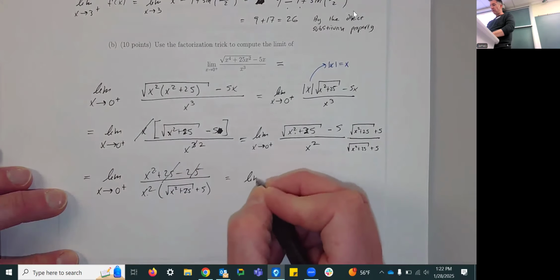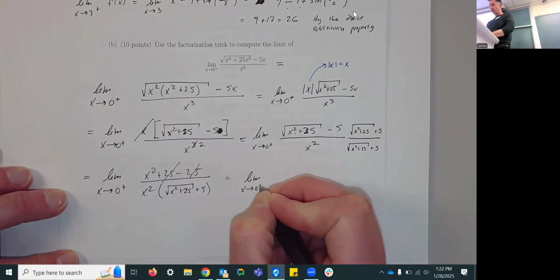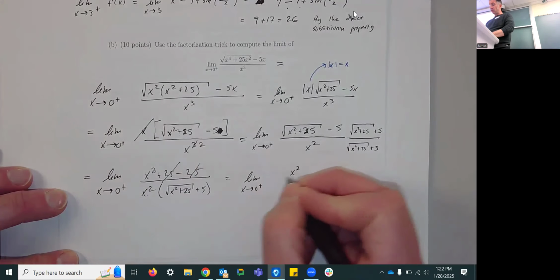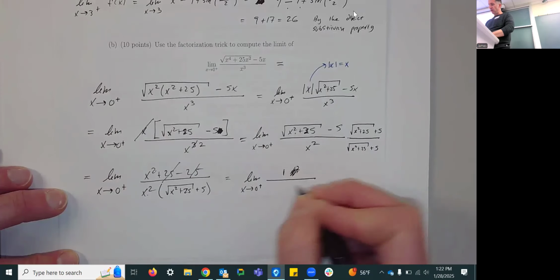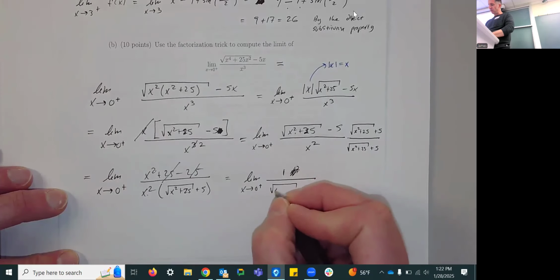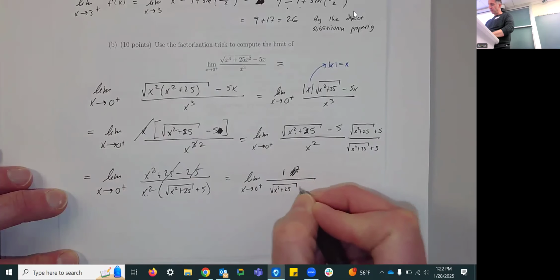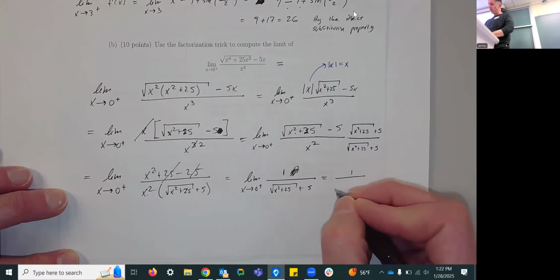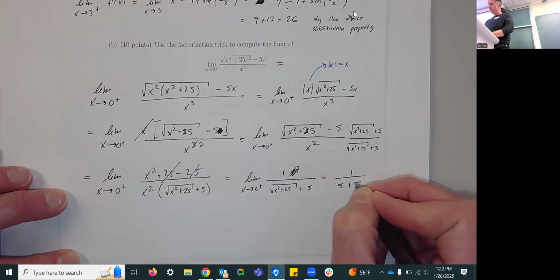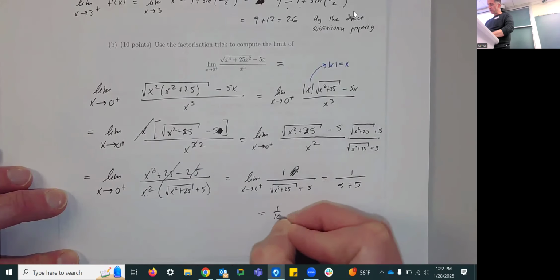So we're left with the limit as x approaches 0 from the right of 1 divided by the square root of x squared plus 25 plus 5. We finally get to plug in 0 and get 1 over 5 plus 5, which is 1/10.